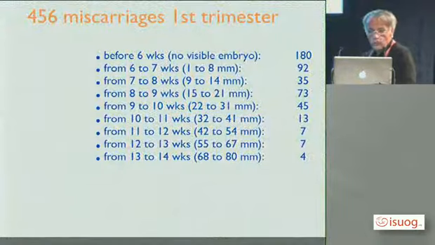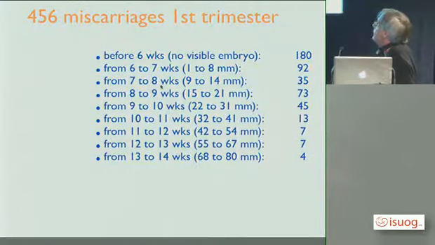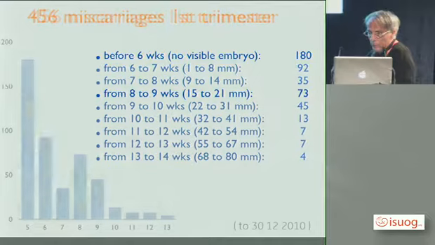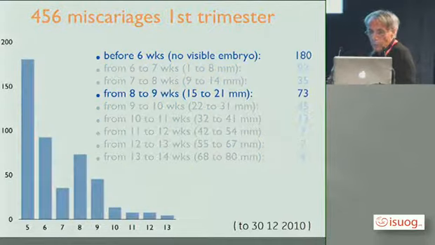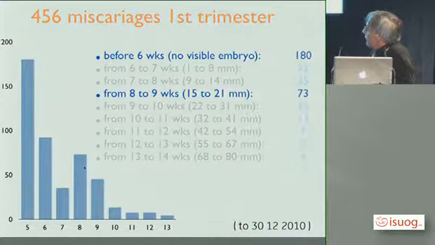I just tried to review all the miscarriages I saw, and you can see I put them before 6 weeks. I have 180 with a measurement, and we have 2 peaks. That means this one, and this one, and this one. And after, if the embryo is more than 25 millimeters, it's really rare to have a miscarriage.